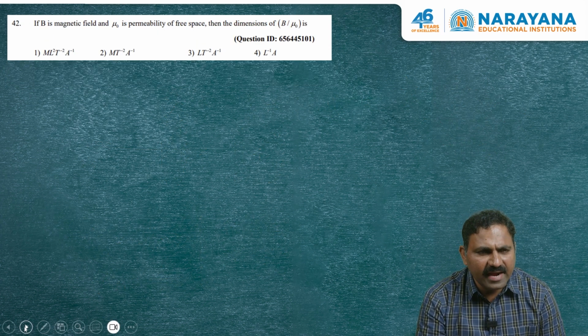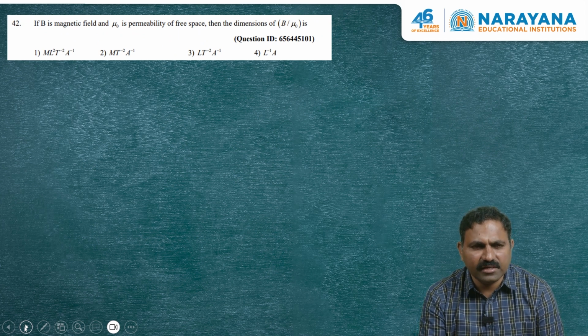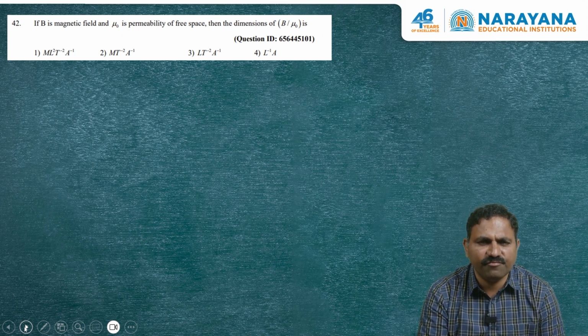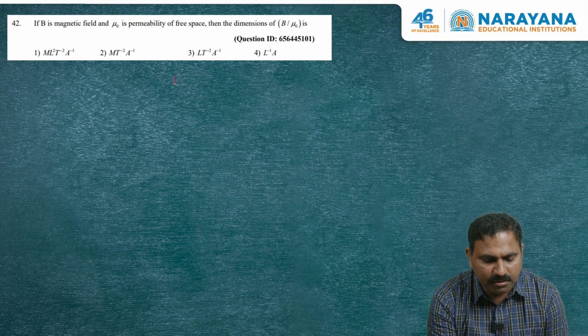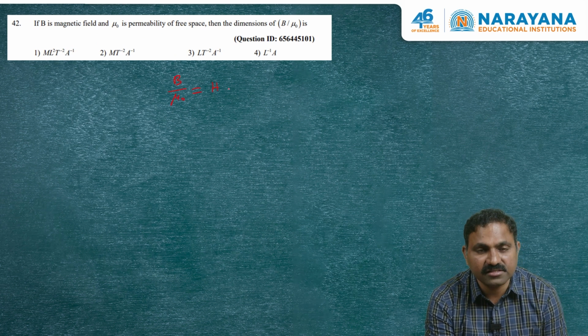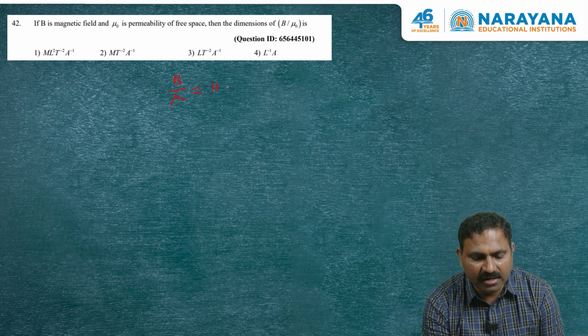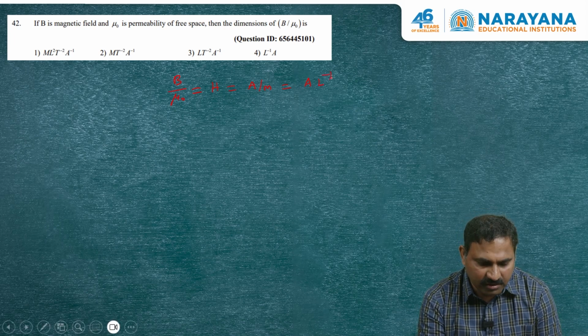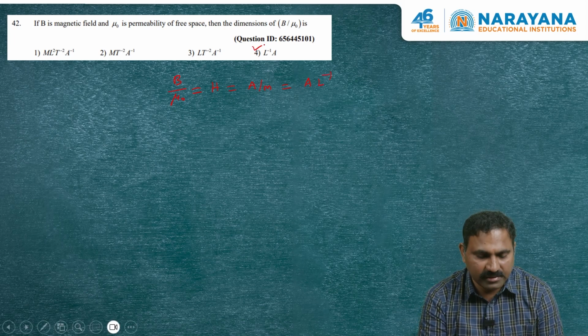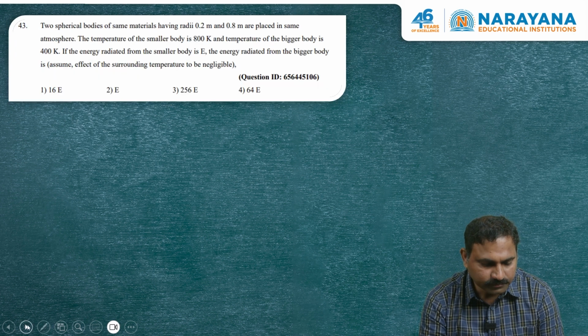If B is magnetic field and mu naught is permeability of free space, then the dimensions of B by mu naught is, we know that dimensions of B by mu naught is nothing but H. It is also called magnetic field or magnetic intensity. It consists of dimensions ampere per meter. So ampere into length inverse. It is given with option 4. Let us go to the next question.